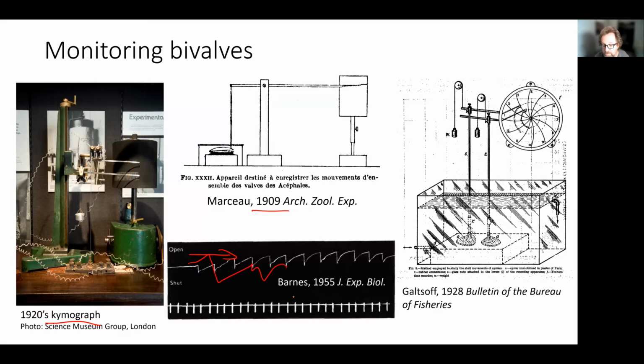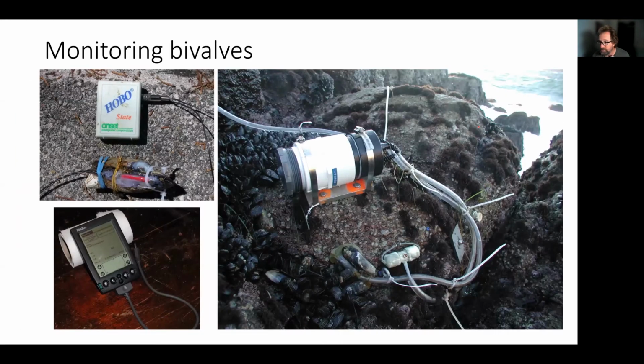There were various versions of this through time, using other things like rotating chart recorders over in the far right here. My interest in this sort of thing stretches back 2 decades at this point. These are some photos from a presentation we gave in 2002 or 2003 at the SICB meetings, measuring the opening and closing of mussels in the field. You can tell these are the old days because we were using a Palm Pilot to actually download our data loggers there. And in some cases, we're running wires back up to a computer up on the shore to actually monitor these things in real time for long periods of time.